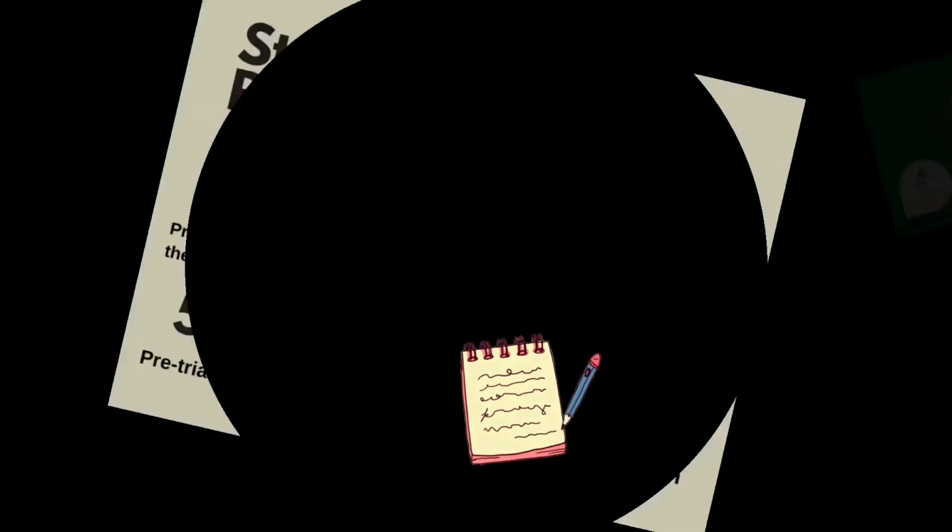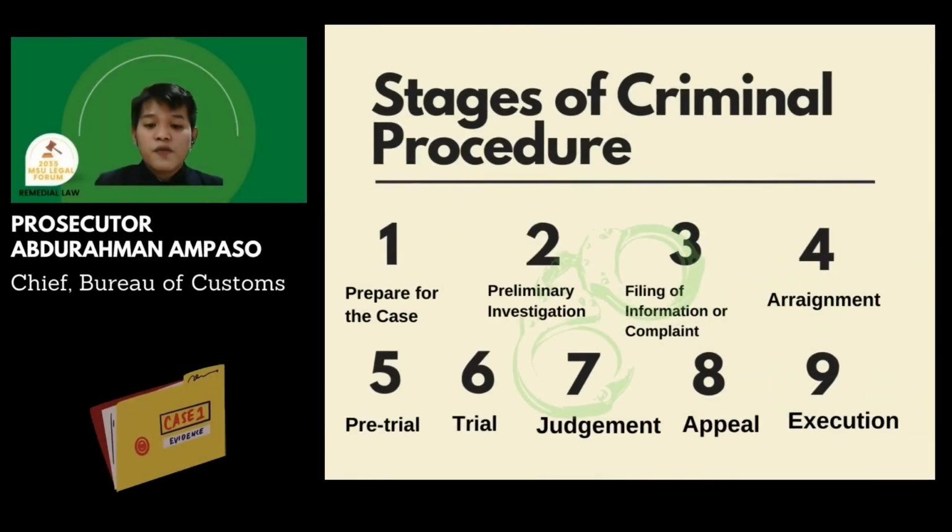In a nutshell, the stages of criminal procedure are: the first one is the preparation for the case, the second one is the preliminary investigation, the third one is the filing of information or the complaint, the fourth one is the arraignment, the fifth one is the pre-trial, the sixth one is the trial, the seventh one is the judgment, the eighth one is the appeal, and the last one is the execution.